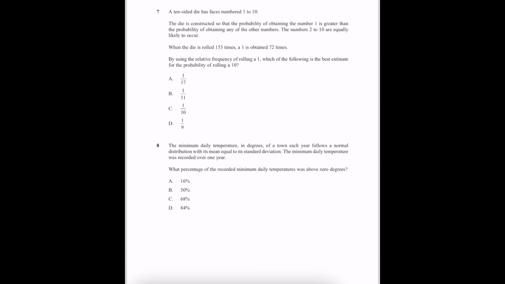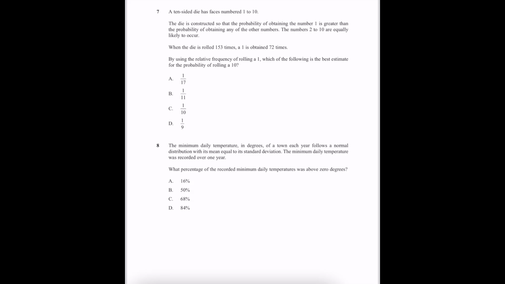Question 7 says, a 10-sided die has faces numbered 1 to 10. The die is constructed so that the probability of obtaining the number 1 is greater than the probability of obtaining any of the other numbers. Numbers 2 to 10 are equally likely to occur. When the die is rolled 153 times, a 1 is obtained 72 times. By using relative frequency of rolling a 1, which of the following is the best estimate for the probability of rolling a 10? Okay, a few layers to this question, but I would say it's relatively simple.